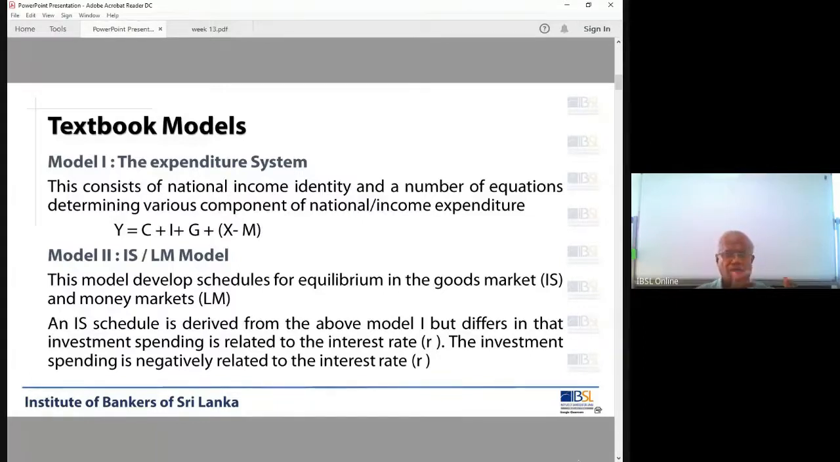So therefore, we'll rationalize our expenditure, right? That is another approach. Investment and interest rates are negatively related. When the interest rate increases, investment goes down. Investors are discouraged; they cut down their investment. Or, investment rises when the interest rate falls.